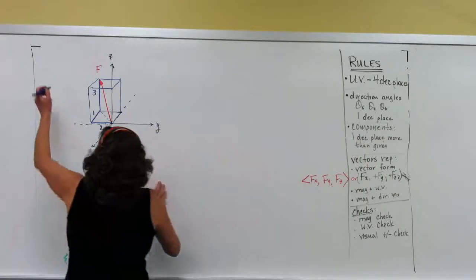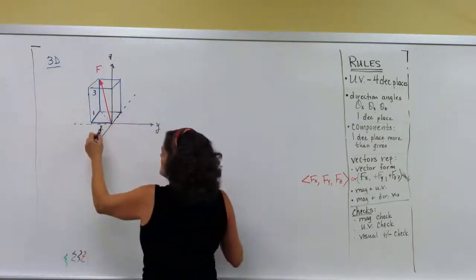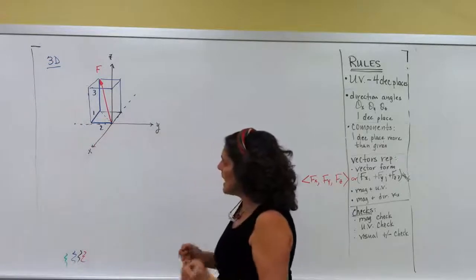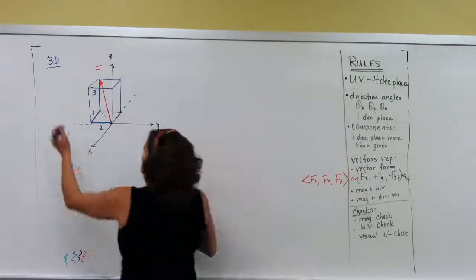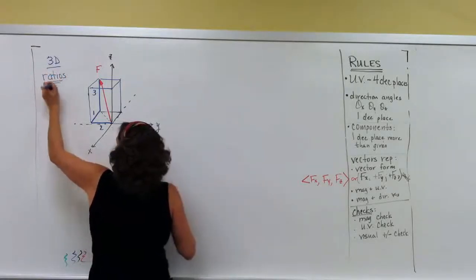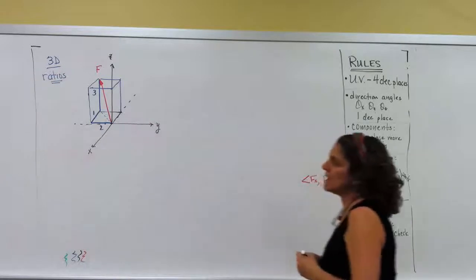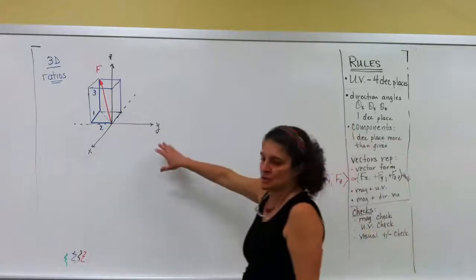This is a 3D problem, and since distances are given, is this an angle problem or a ratio problem? It's a ratio problem. Because we don't know the angles, and we'll probably find the angles at the end, but we're not going to use angles to find the components. Instead, we're going to use the ratios. So let's first take a look at this picture.